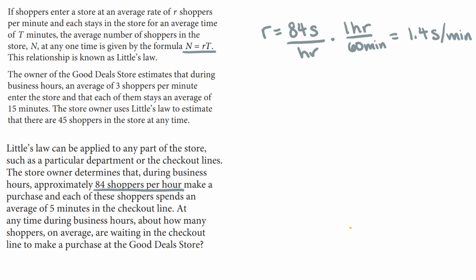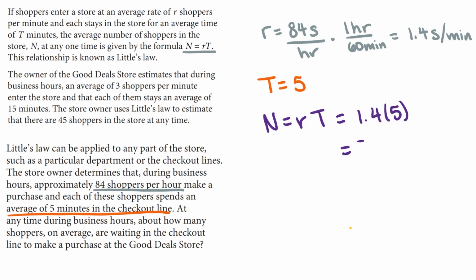Then we know that each shopper spends an average of 5 minutes in the checkout line. So we're considering the checkout line here. So on average, this becomes our T, which is 5 minutes in checkout. Now we want to know how many shoppers on average are in the checkout line. We'll use Little's Law. So N is going to be equal to RT, which in our case is 1.4 times 5, or on average, there are 7 shoppers in the checkout line. So our answer is 7.